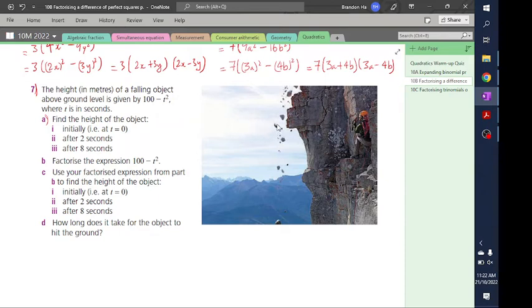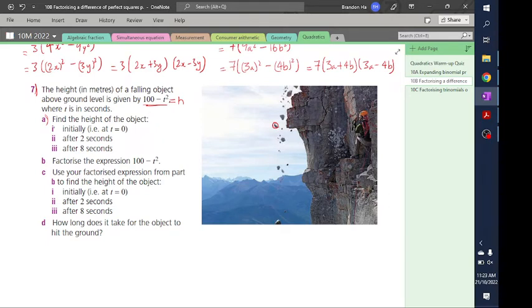So for example, we have a piece of rock like this, right? So obviously it falls from wherever it is to the ground, and there is a certain amount of time that it's going to take it from where it is to the ground, right? And what we have here is the height. The height of the object is calculated by this formula, by this equation.